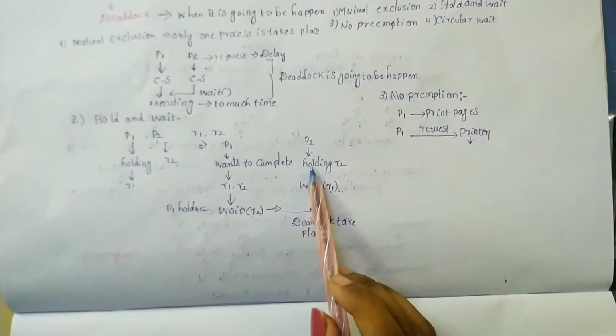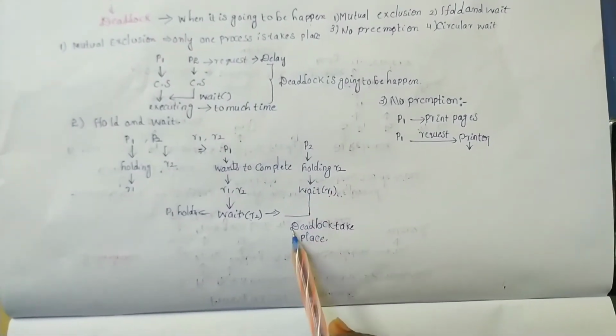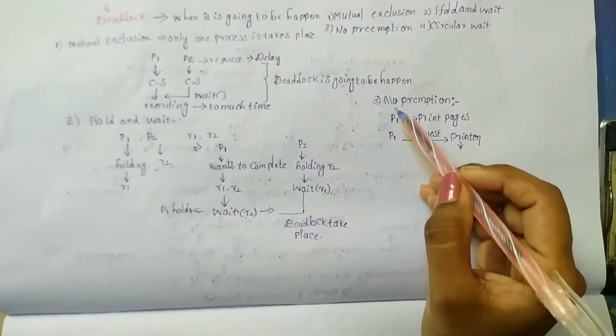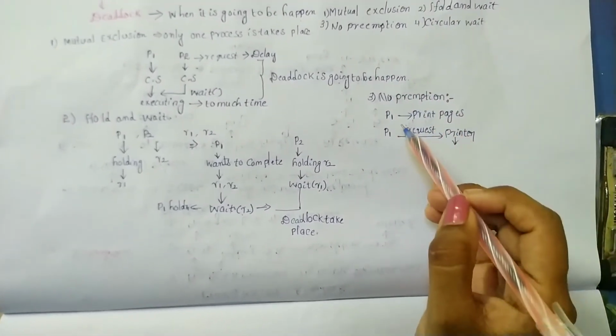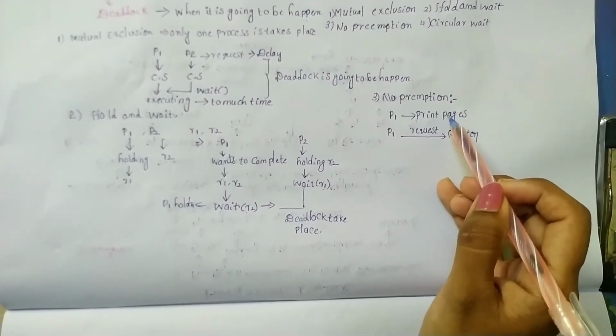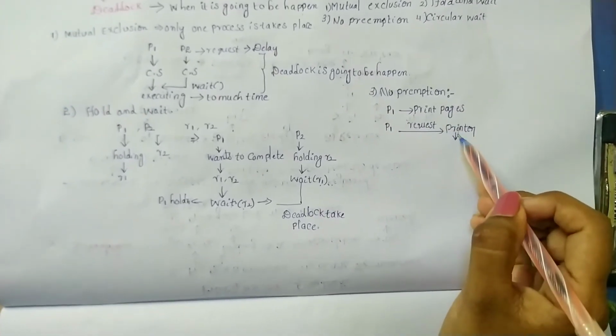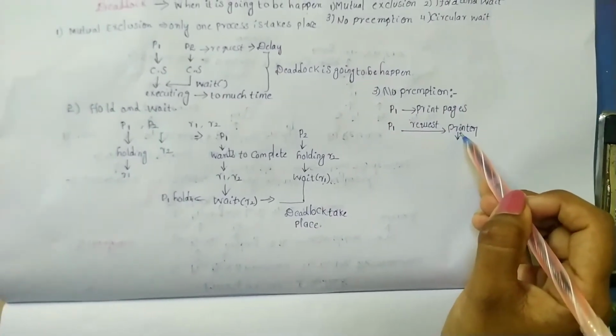P1 is holding R1. P2 is holding R2 and waiting for R1, and P1 is also waiting for R2, then deadlock is going to take place. No preemption.